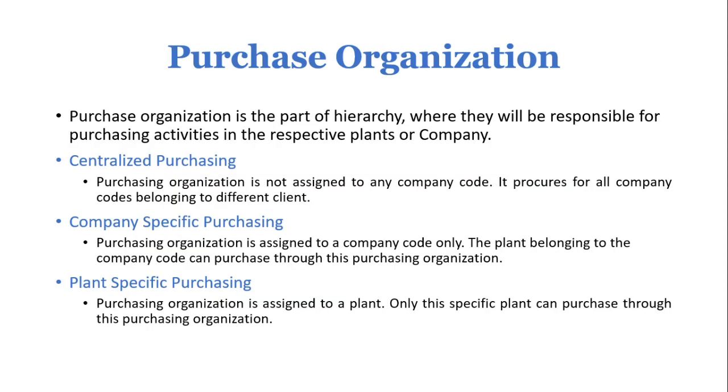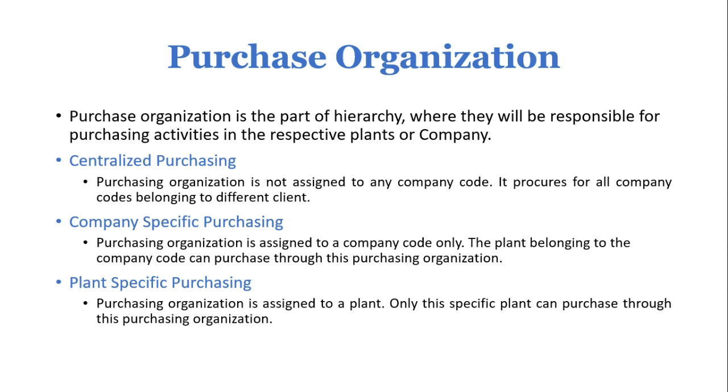And purchase organization. Purchase organization is part of the hierarchy that is responsible for purchasing activities in the respective plant or company. Three types of purchase organization are used in the SAP system: centralized purchasing, company code specific purchasing, then plant specific purchasing. If the purchasing organization is not assigned to any company code, it can procure for all company codes belonging to different clients. It's called centralized purchasing.